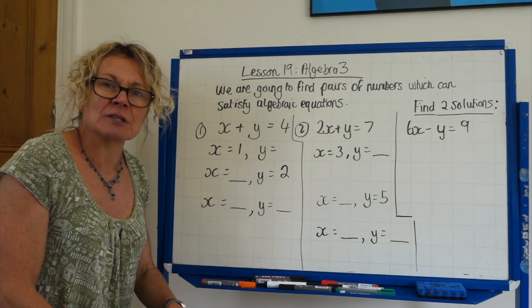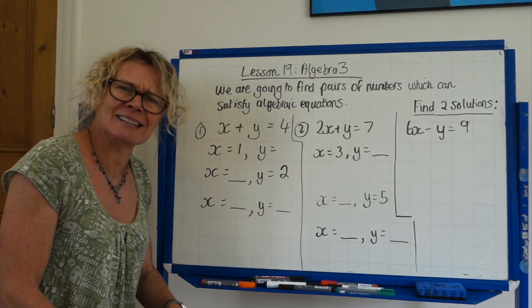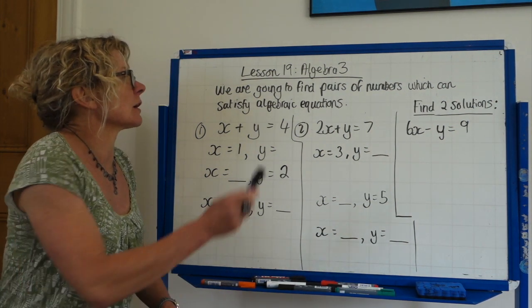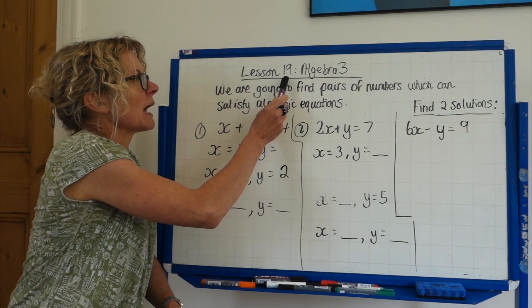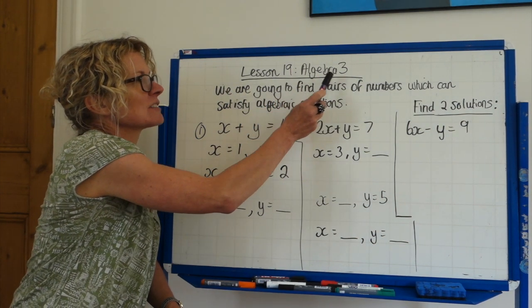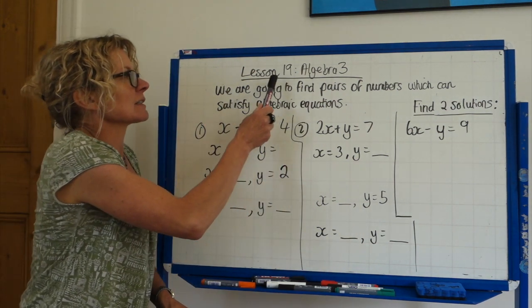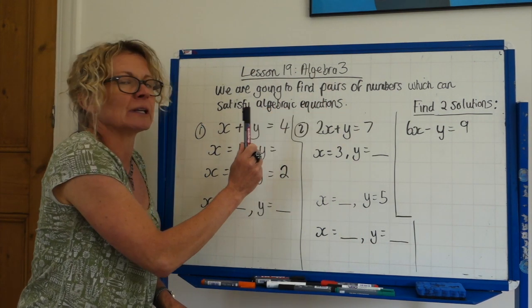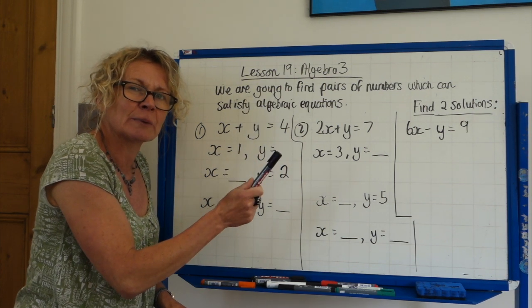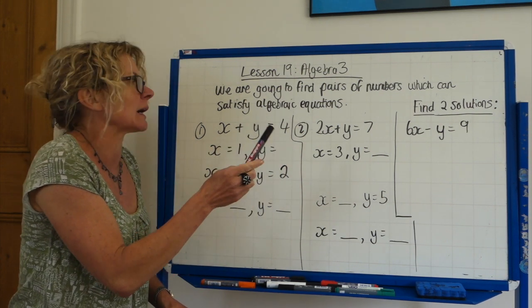Hi, right, so today's lesson is lesson 19 already. Wow. So write that in your books, and what we're looking at today is the 3rd day of our algebra input, okay? So lesson 19, algebra 3. You can write in your books or on your piece of paper. Here's what we're going to look at in the lesson.